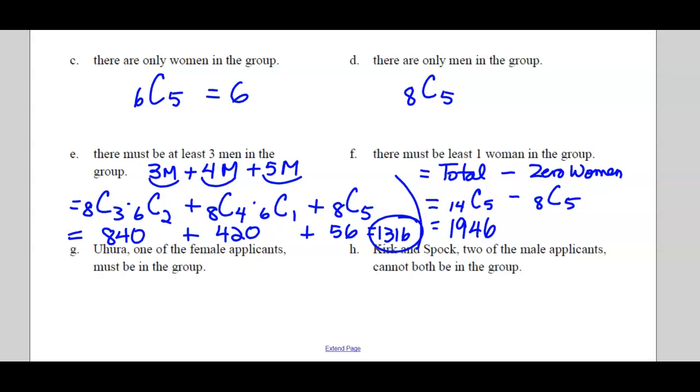Okay, next one. Vera, one of the female applicants, must be in the group. So there's one of her and we're choosing her. It doesn't say anything else about how many males and females, so just that person has to be there. So she is chosen. Then we have 13 people left to choose the remaining 4 spots.